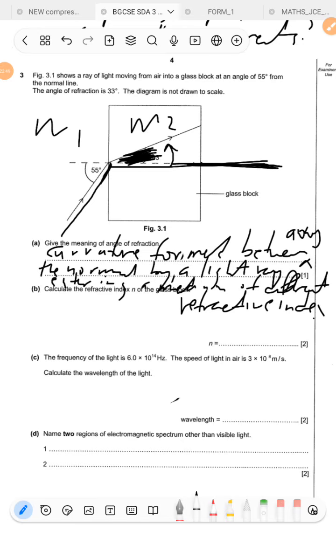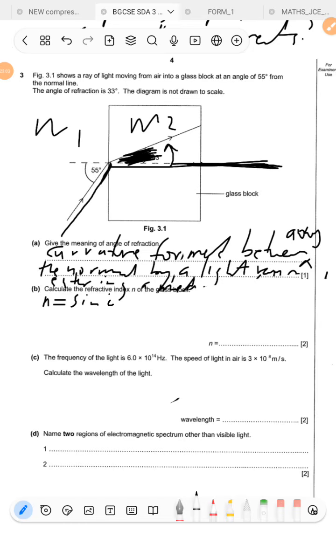Calculate the refractive index N of the glass block. Okay, so how do we calculate that? You need to know the formula. So the formula is: refractive index N is equal to sine of the incident angle over sine of the refracted angle.